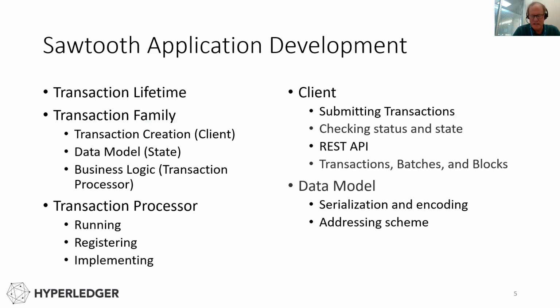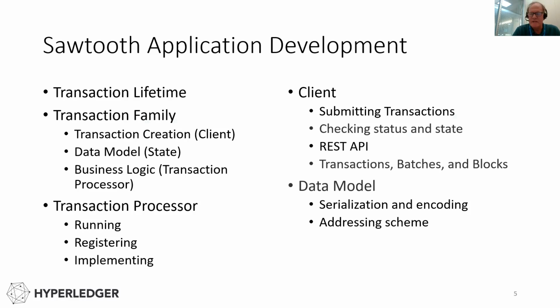The business logic is coded in the transaction processor, which processes each transaction. The client, as I said, submits transactions and also could read state to find out what the current value is of any object. And that's all done through the REST API, a standard API used in web applications.